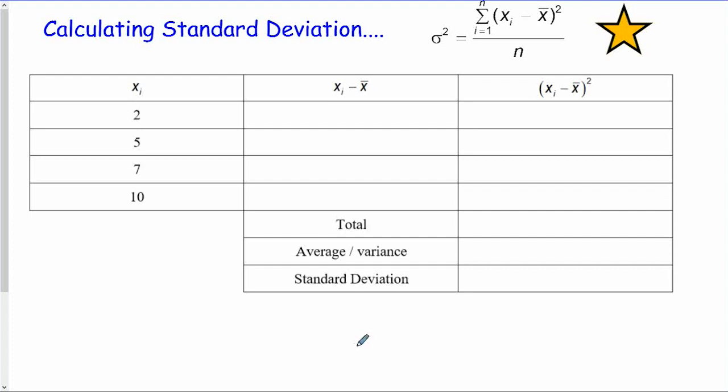Right, one of the things that we need to be good at is calculating standard deviation. There are two ways of doing it. One is understanding how the formula works, and the second is using a calculator. I'm going to show you both, and I'm going to show you why you need to know both.